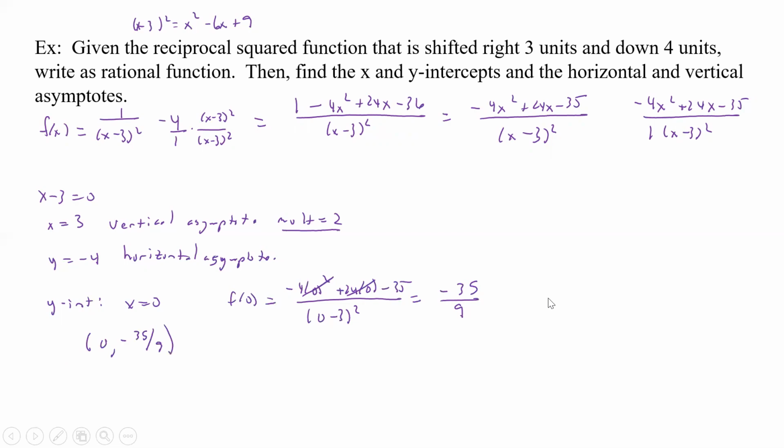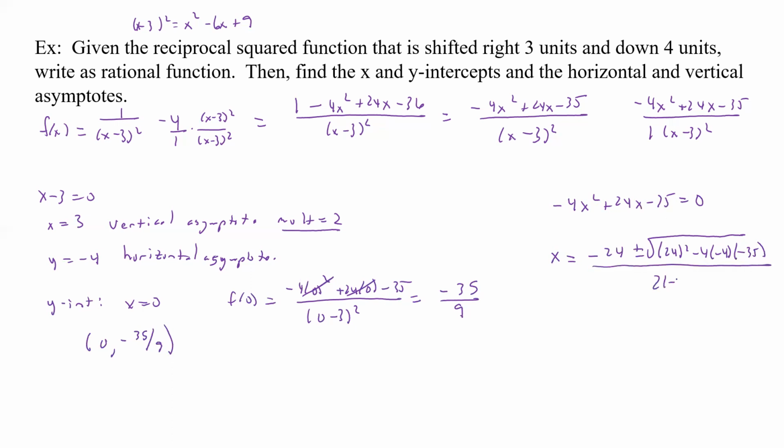So we set the numerator equal to 0. And so we get negative 4x squared plus 24x minus 35 equals 0. Like I said, I don't think we can factor that, so I'm going to use the quadratic formula. So x equals negative b, which is 24, plus or minus the square root of b squared, so it's 24 squared, minus 4 times a, which is negative 4, times c, which is negative 35, all over 2 times negative 4.